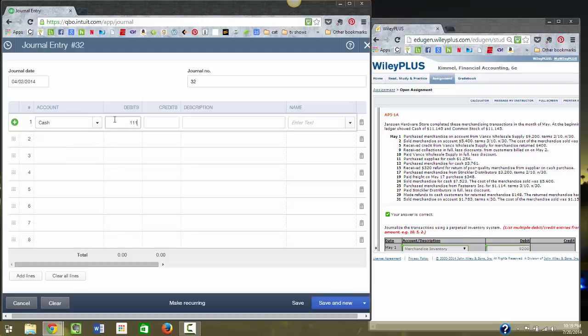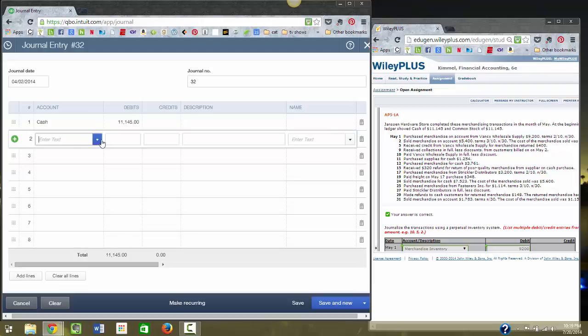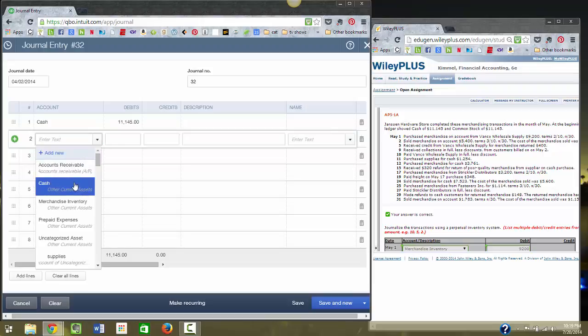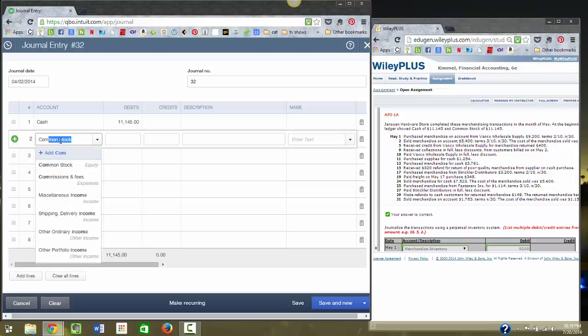Okay, so 11,145. And then we're going to credit common stock, so we type in the first few letters and it'll pop up, and you see automatically it matches your first entry. Now if you have multiple debits or multiple credits, you're going to have to undo that and type in that manually, but if there's just one debit and one credit, it will automatically match and makes entry a little bit simpler.